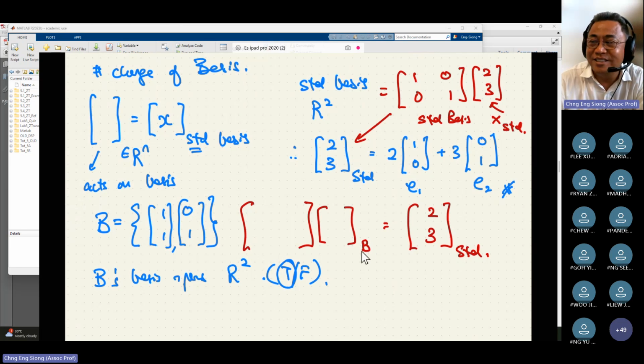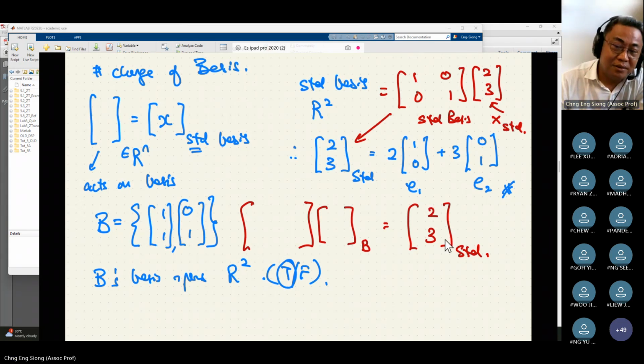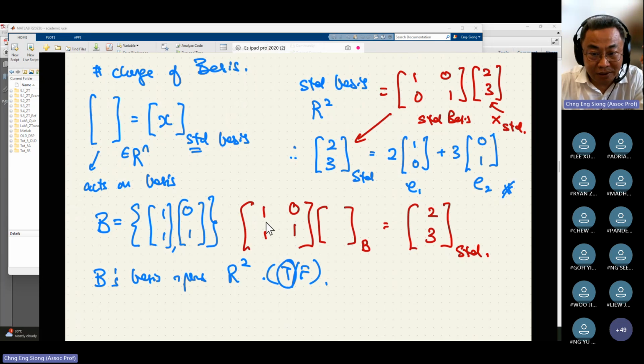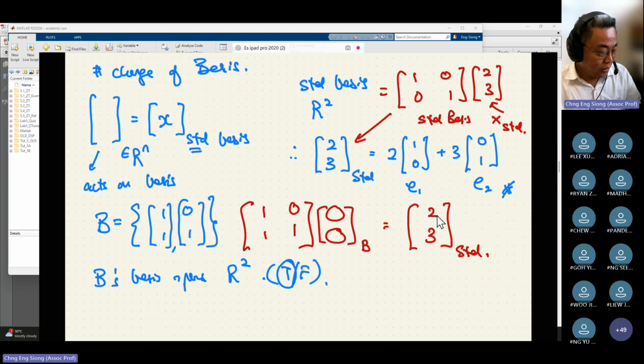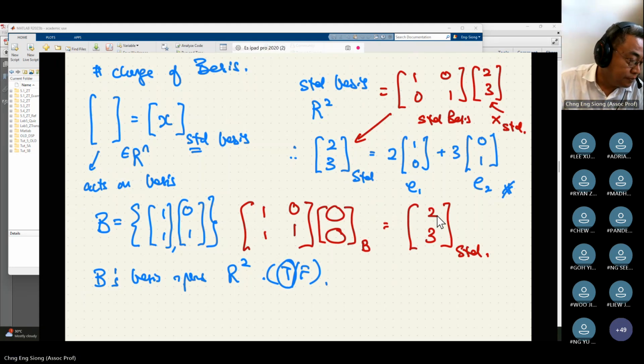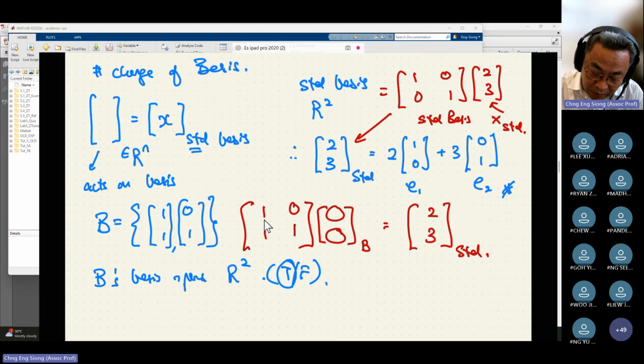But now, let's go and get 2, 3, but using the B basis. So now I'm asking you to do this. Put the basis here. And now what is the value that I should put here to reach 2, 3? What am I talking about, guys? Okay, let me draw you a picture. The weights, yes, the weights acting on the basis. Let's call them B1 and B2.